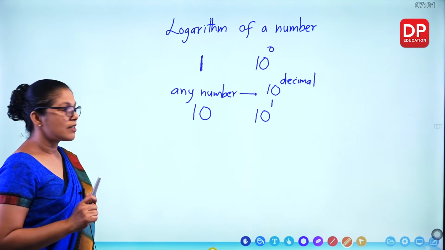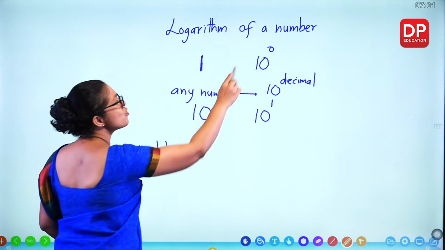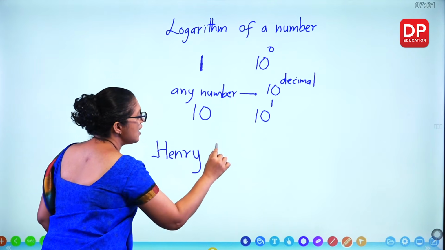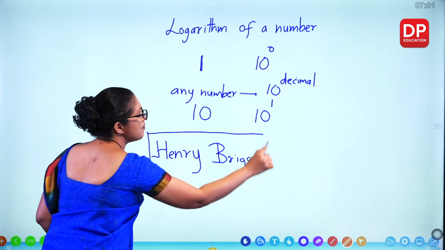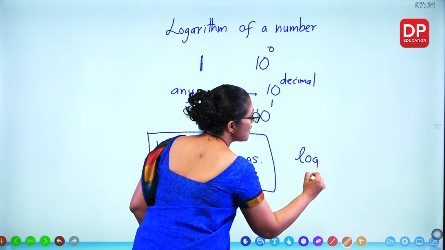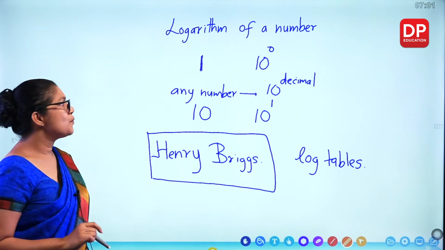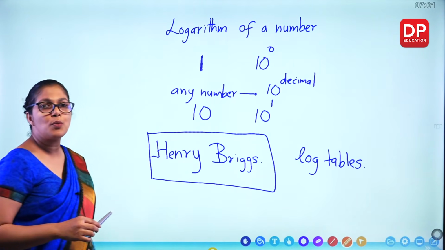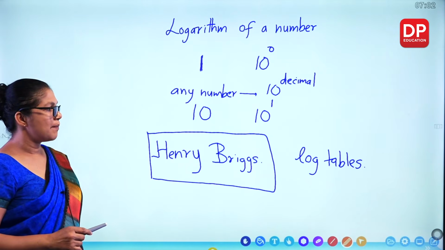One of the mathematicians, Henry Briggs, created a table to show the logarithmic values. Who's the mathematician? Henry Briggs. So he created a table called log tables. So we call those log tables. Using these log tables, we can find the logarithmic value of any number in between 1 and 10. Now we'll see how we can refer to the log tables.